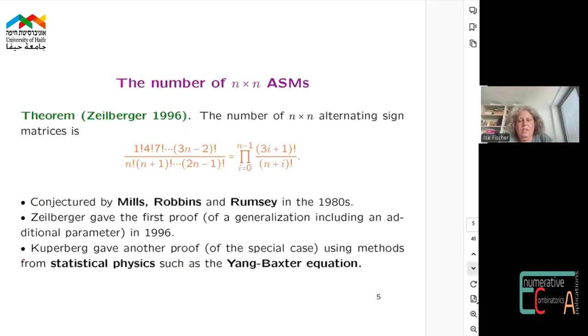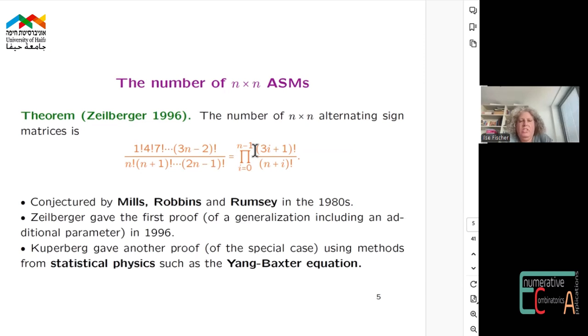Okay, so the alternating sign matrices have been enumerated. So it is known that the number of alternating sign matrices is given by this very innocent looking simple formula. Why do I say innocent? Because the proof of this formula is very complicated. So it was first proved by Doron Zeilberger in 1996. It was conjectured much earlier by Mills, Robbins, and Rumsey, who actually introduced alternating sign matrices.